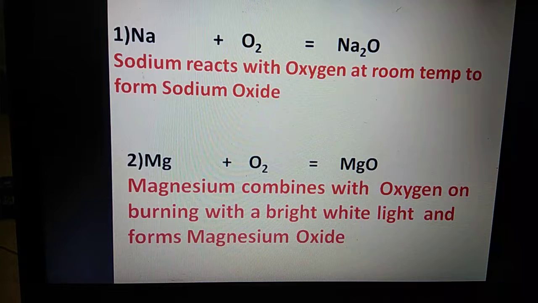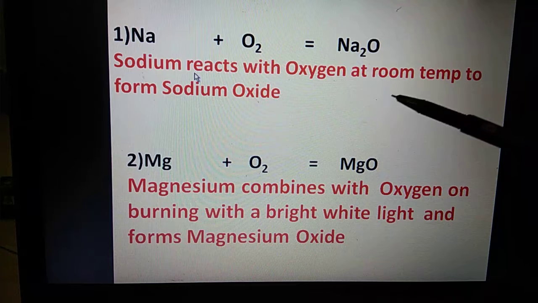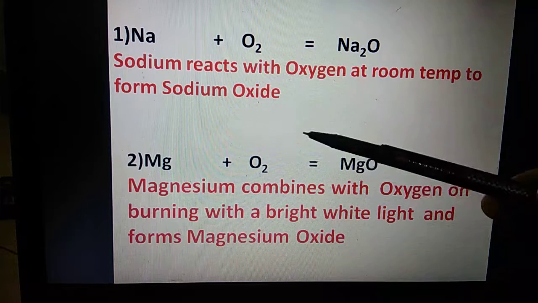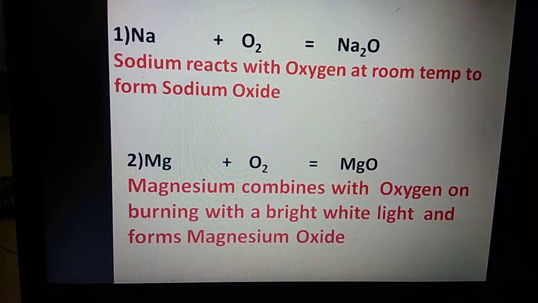In exam, if the question comes to write the reaction of sodium with oxygen or magnesium with oxygen, what are you going to write? We'll have to write one statement. What is that statement? Sodium reacts with oxygen at room temperature to form sodium oxide. Sodium being highly reactive, okay children, it's highly reactive. Once it is exposed to air, it catches fire. So it is always stored in kerosene. So here, sodium reacts with oxygen at room temperature only. You just bring it in contact with the air, it reacts with oxygen at room temperature to form sodium oxide. It will burn and the ash will be sodium oxide.